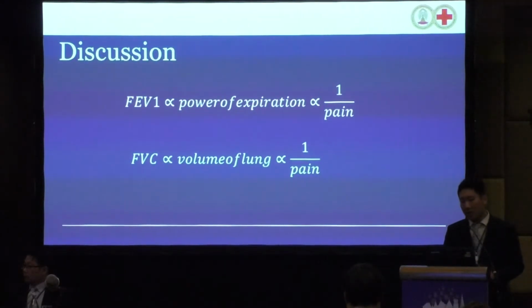For the discussion, FEV1 represents the power of expiration, which inversely correlates with postoperative pain, while FVC represents the volume of the lung. Limited lung expansion from pain can also affect this volume. So pain affects pulmonary function over a short period of time.